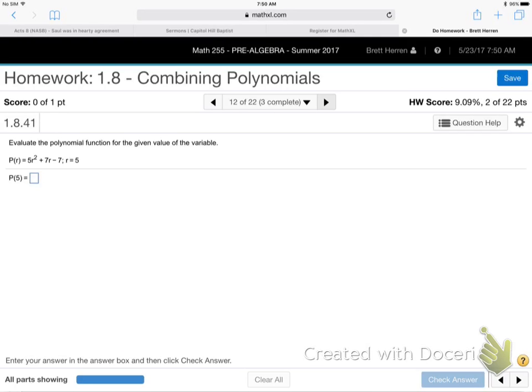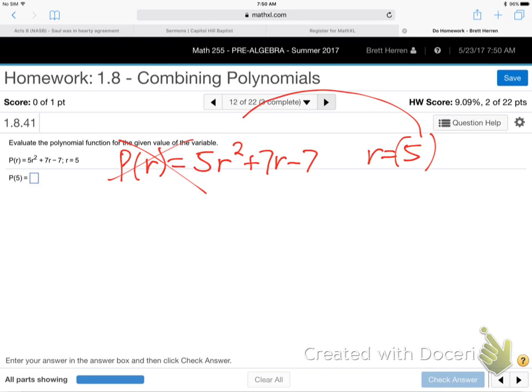All right. So here, I'll rewrite it here. P of r equals 5r squared plus 7r minus 7. And they tell me r equals 5. So try that one. Again, you don't even need the left side. Who cares? It's just all about the right side. Everywhere you've got r, you're going to put parentheses 5, boom, and boom, into both those.